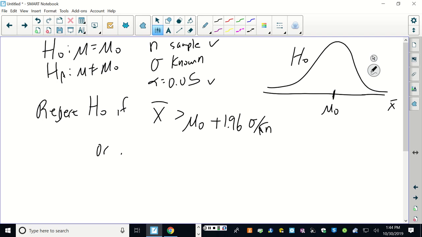Or if x bar is less than mu sub 0 minus 1.96 sigma over the square root of n. The standard error for x bar is sigma over the square root of n. Using the normal distribution and 5%, we get these 1.96 numbers, so these numbers get related to that. So that's when we reject.